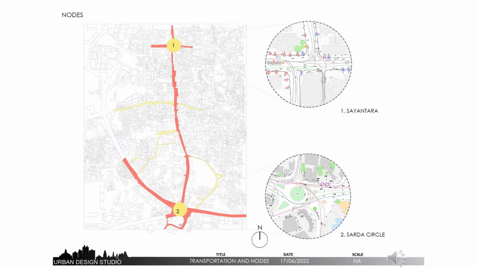Talking about nodes, two major nodes of Sayantara and Sarda Circle are present in our site. On Sayantara node, we can see heavy traffic and pedestrian movement as it is one of the most famous eateries of Nasik. The Sarda Circle also has heavy traffic as it contains the major road connecting the highways. At Sarda Circle, pedestrian movement is less and traffic is more.